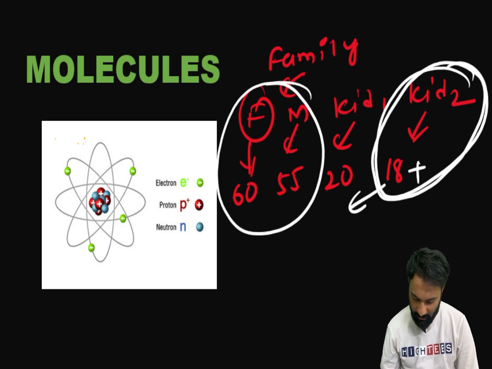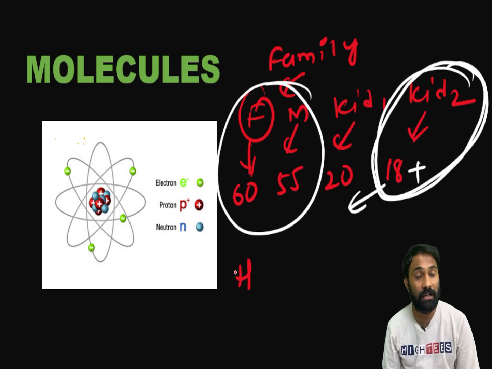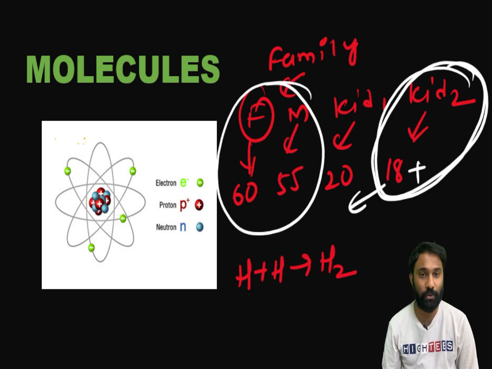Now we'll see an example more clearly. Hydrogen is an atom. But hydrogen individually will not exist in nature. It will exist in nature as an H2 molecule.